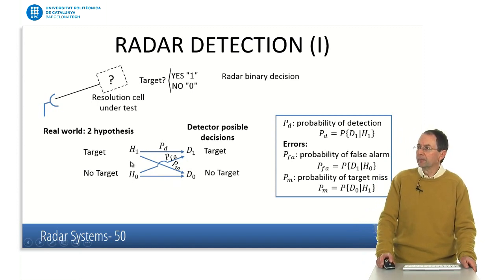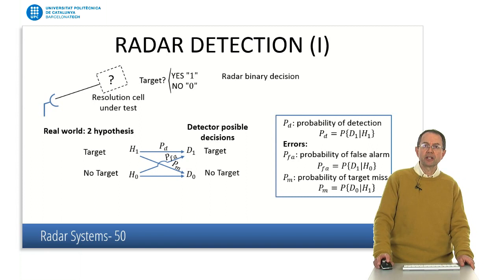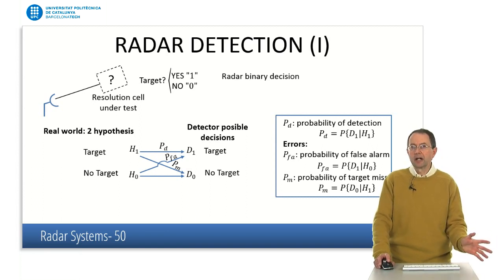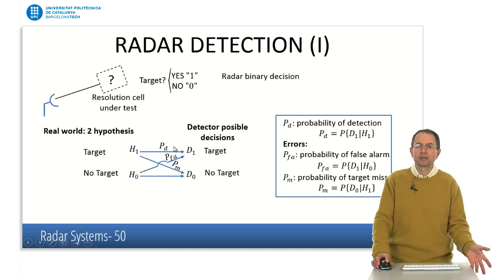So the probability of detection is the probability of deciding we have a target when we really have a target in a certain position. The probability of missing the target is deciding D0 in the same H1 situation. We have a target and we lose it. And there is another important parameter, which is the probability of false alarm. A false alarm in radar means we have no target and the radar wrongly interprets that we have a target at a certain position. These probabilities can be characterized from the characteristics of the radar, the power of the signal, of the received echo, and so on.